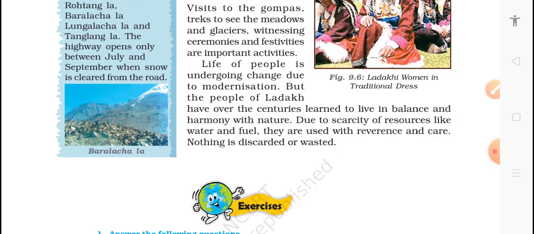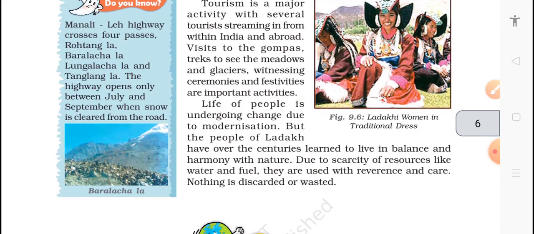The life of the people is undergoing changes due to modernization, but the people of Ladakh have over the centuries learned to live in balance and harmony with nature. Due to scarcity of resources like water and fuel, they are used with reverence and care. Nothing is discarded or wasted. So only this much in this chapter.